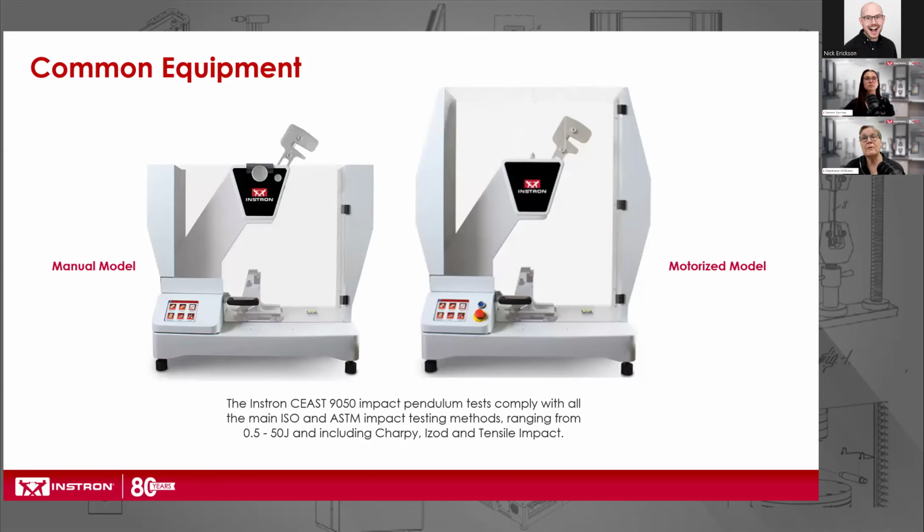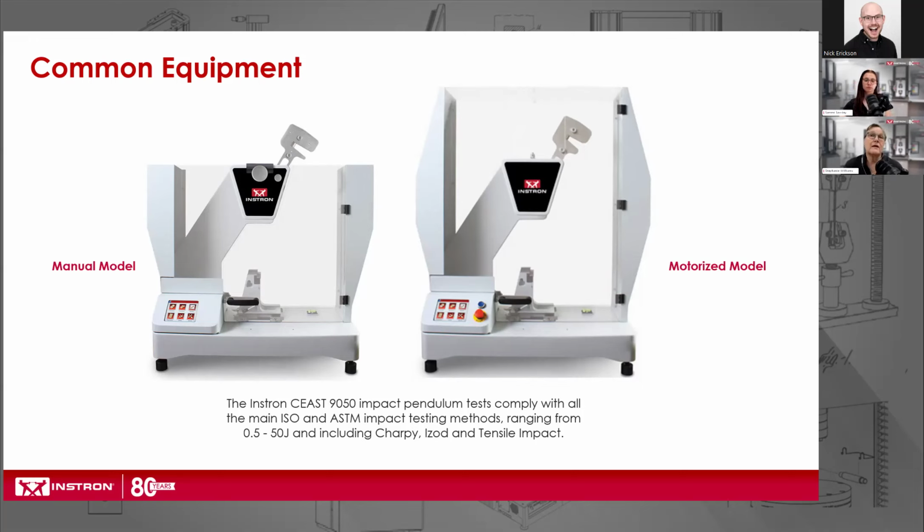The common equipment, as I said, is a pendulum here. We have either a manual model version or a motorized version. Most common polymers will fail with impact energies of 5 to 7 joules. In that case, a manual system will usually be sufficient. In this system, the hammer is released and returned to its drop height manually. A brake is applied manually.